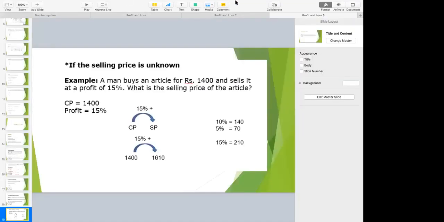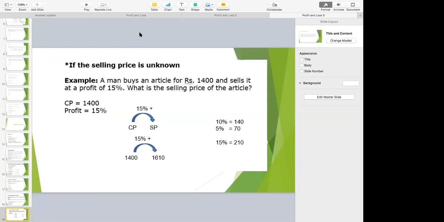So is this part clear, guys? How did we get this 1400 plus 210? Okay, great. So are you able to understand the shortcuts? What is the simple logic that we are using here? Shubham, see, according to the question, the man bought the article for 1400 rupees while he sold it for a profit of 15%. And we are supposed to find out the selling price.